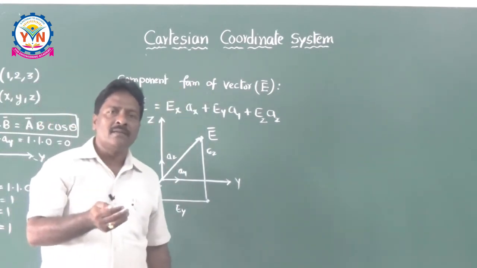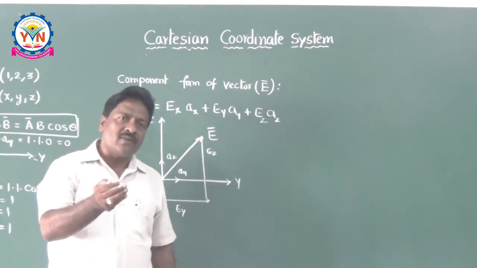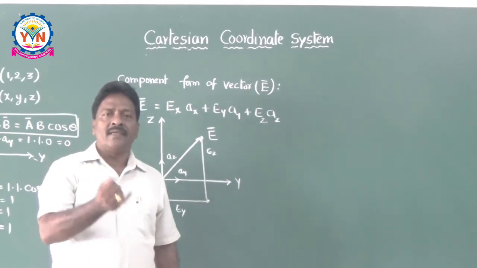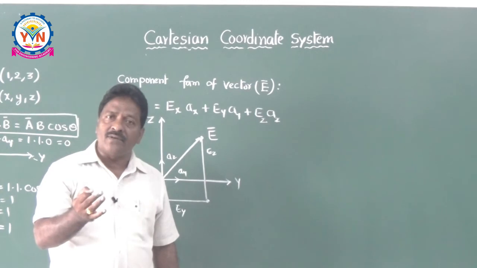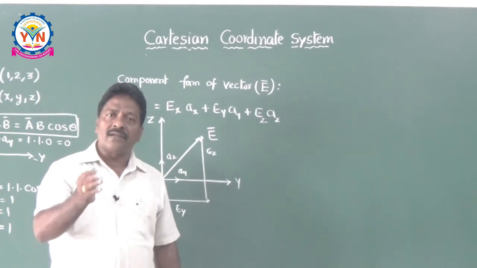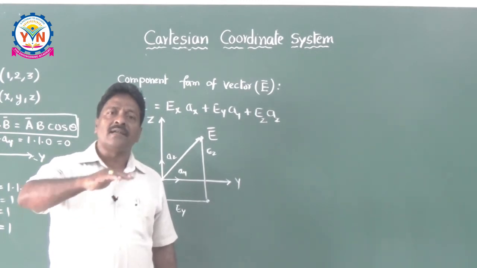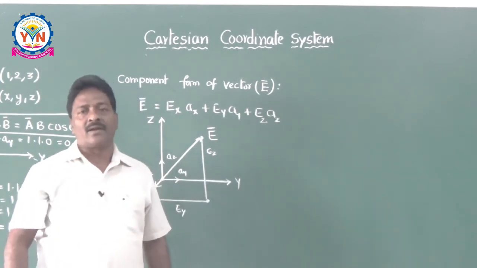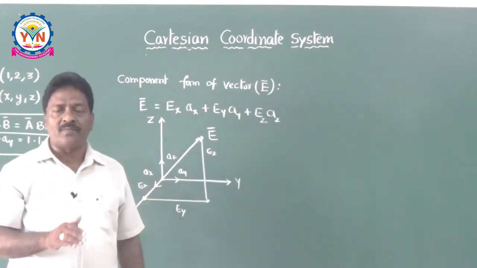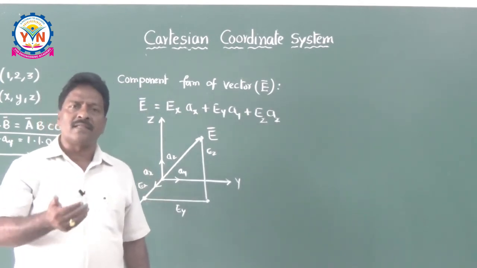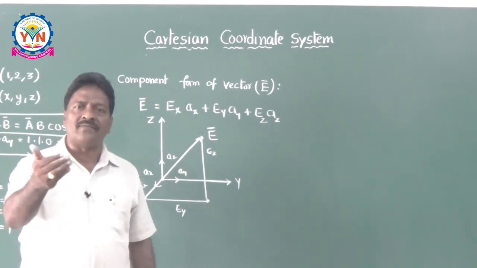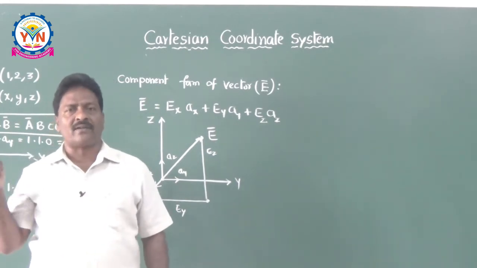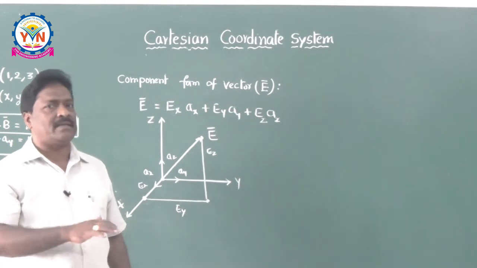So, what you have seen? These three axes are mutually perpendicular to each other. Ax, Ay, Az are nothing but the unit vectors required to tell the direction of the fields in electromagnetic field theory. Not only in this subject, in all the engineering subjects, if you want to state the direction of the fields, you have to use unit vectors Ax, Ay and Az.